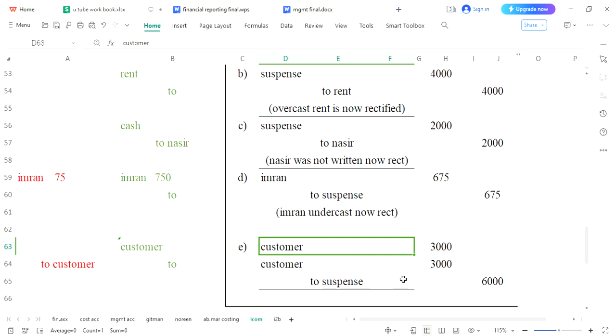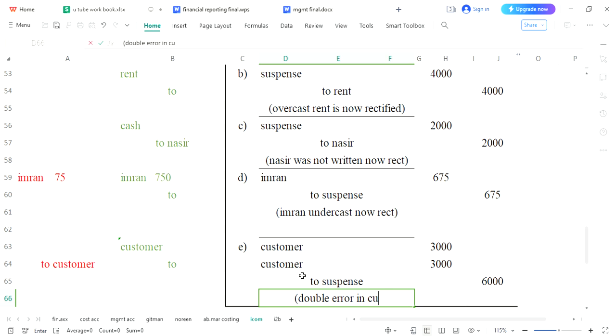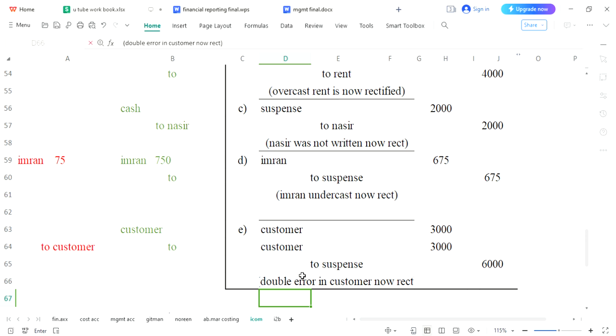Alright guys, here we have completed all of our entries. Narration would be double error in customer now rectified. Okay, I will write it so that it is completed in a proper way. First I will remove the border, and here you will write the narration: double error in customer now rectified. Alright guys, all entries have been completed, 5 entries.